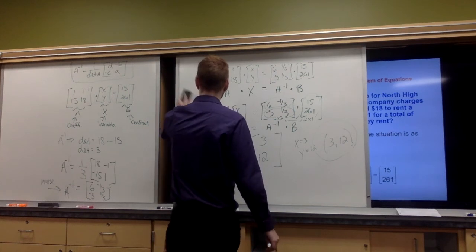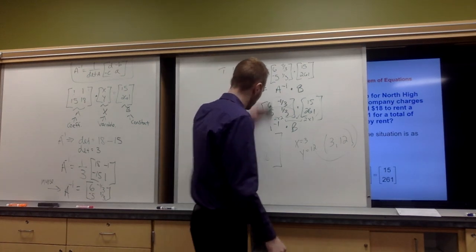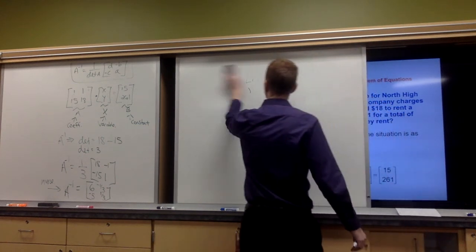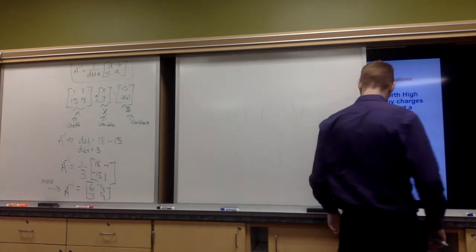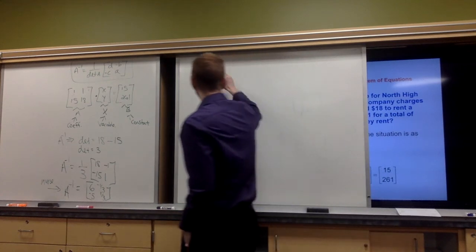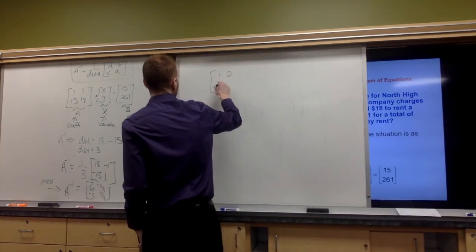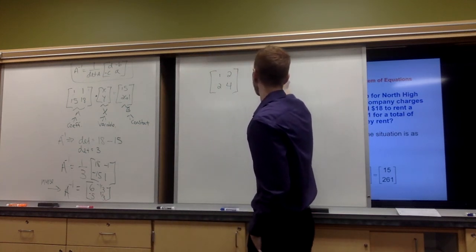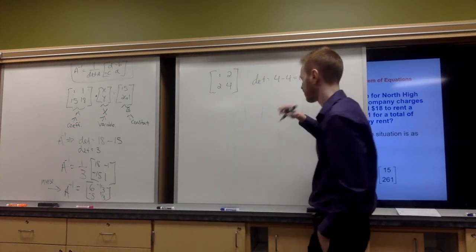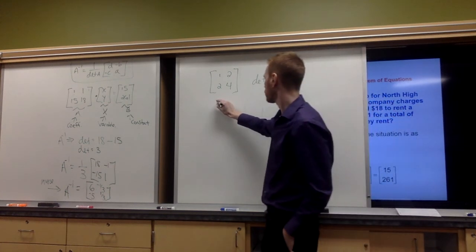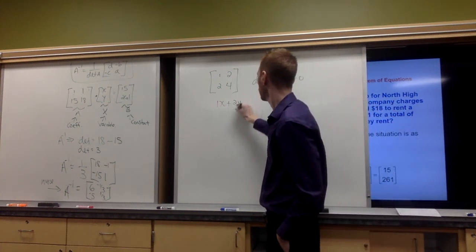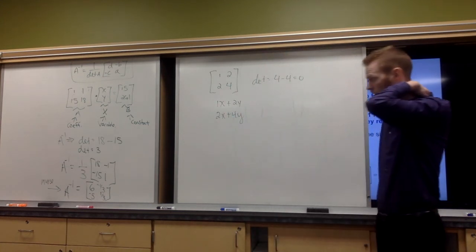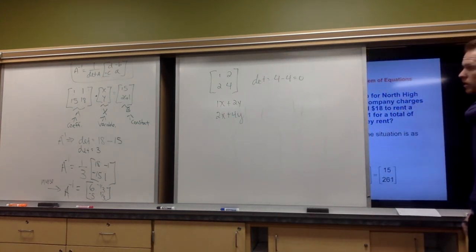I'm going to erase this, because this is the important part of why determinants are useful. Okay? So let's say, for instance, I had this. And if I find its determinant, I get 4 minus 4, which is 0, right? Let me write the equation out. 1x plus 2y, 2x plus 4y. That's what it looks like as a system.